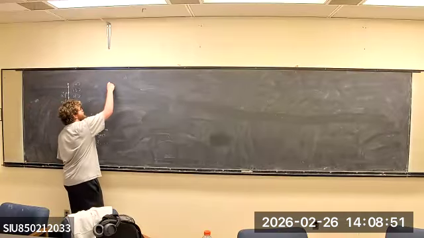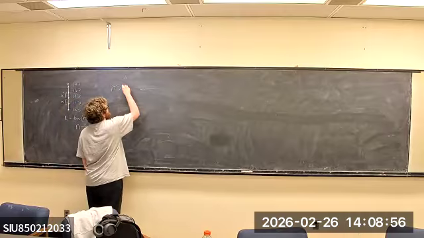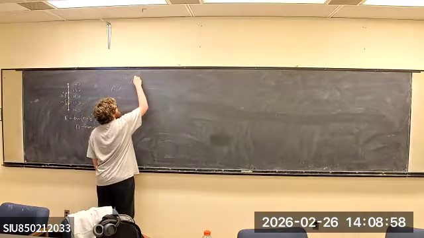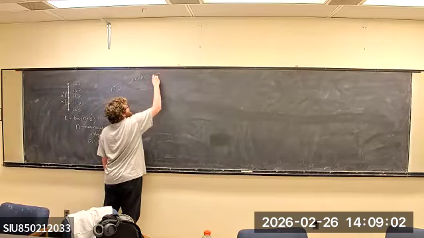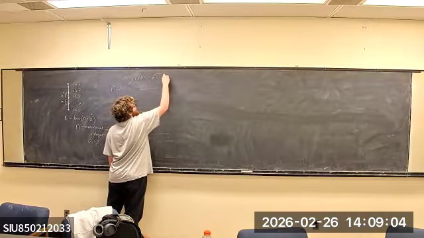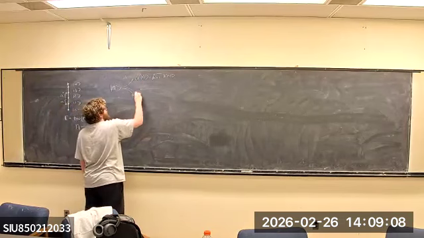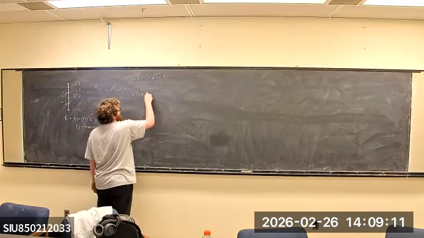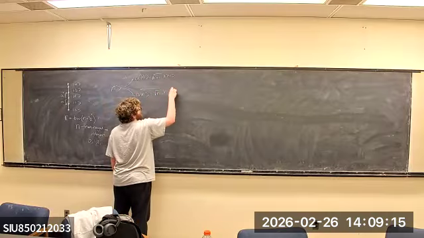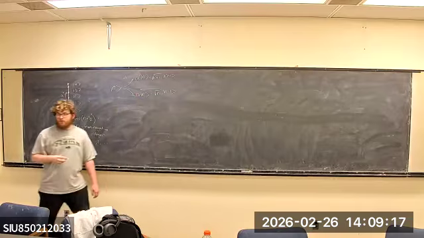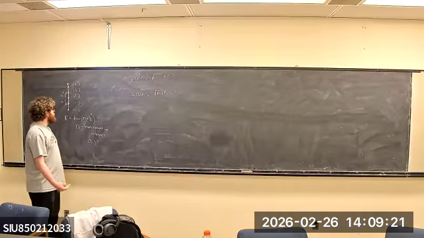So I'll write it out explicitly. If I have a state |n>, I can either go up, so a dagger on |n> gives square root of n plus 1 times |n+1>. That's just a normalizing factor here. And a on my state, lowering it, gives me square root of n times |n-1>. Cool. So this is mainly what's going on.